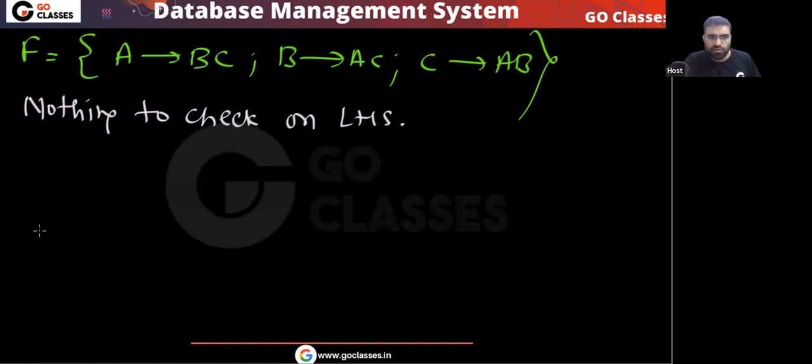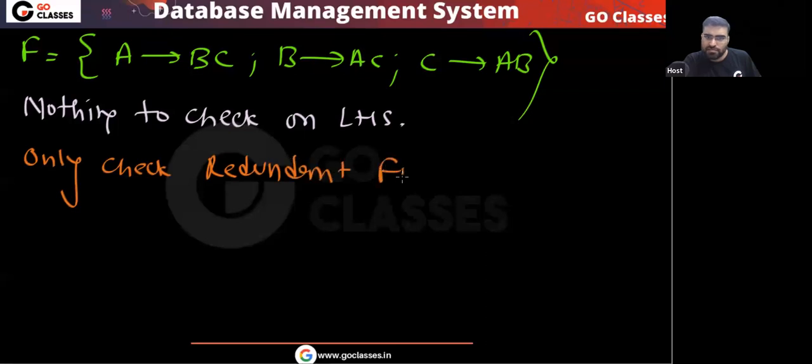All we have to do is check the RHS. What we need to do is only check redundant FDs. That is all you need. This is the only thing you have to do. Nothing else. Right? Correct?